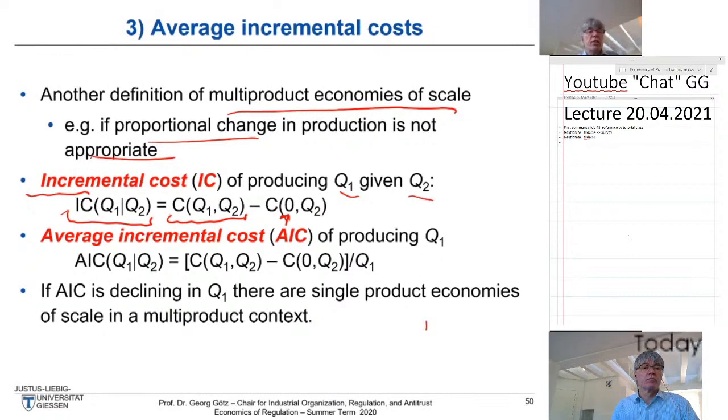So this is the incremental cost. What are the additional costs if you first don't produce anything of a certain product and then produce a certain amount? And of course, if you produce nothing, that's a zero here. If you produce nothing, of course, you don't have any product development cost. That's the assumption here, okay? And average incremental cost would then be just the whole thing divided by the respective output Q1, okay, for our Touaregs. And if AIC, the average incremental cost, is declining in Q1, where are single product economies of scale in a multi-product context?